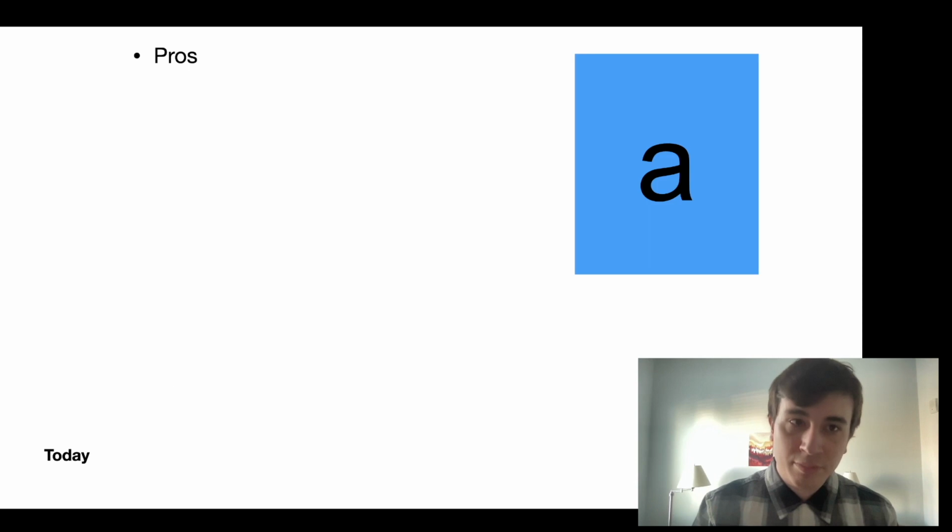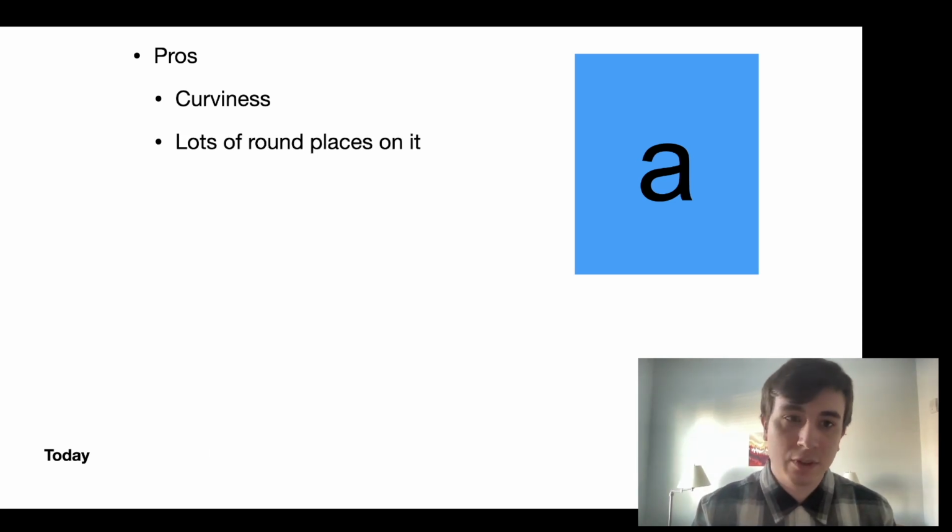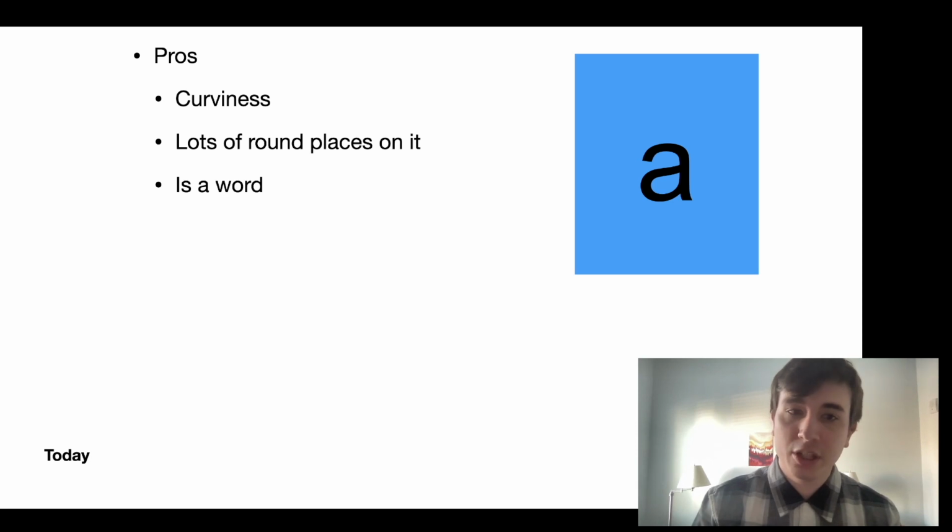A. Pros: it's curvy. It's got some curviness on the right side and the left and bottom and top. Lots of round places. It's a word on its own. It's a word actually, which is pretty cool, pretty good. That's the kind of thing you want from one of these. The con is it's hard to draw.